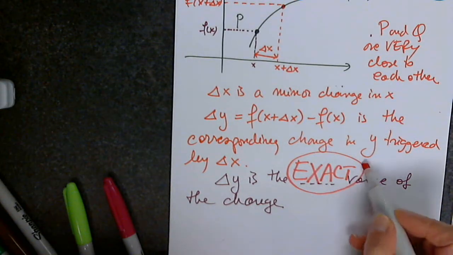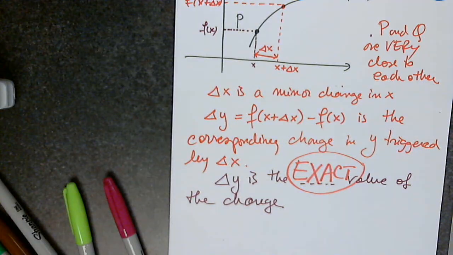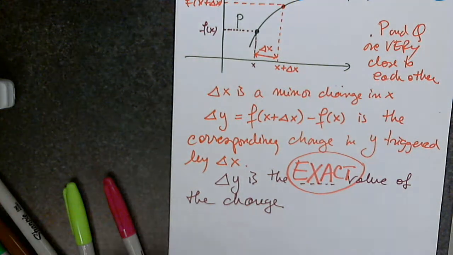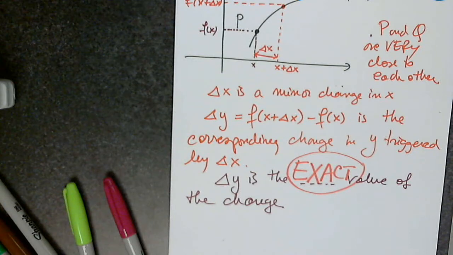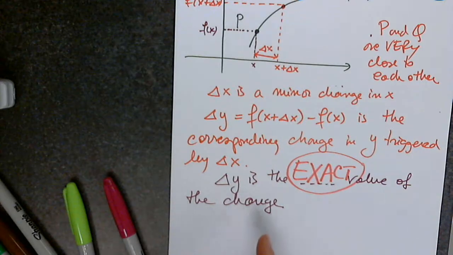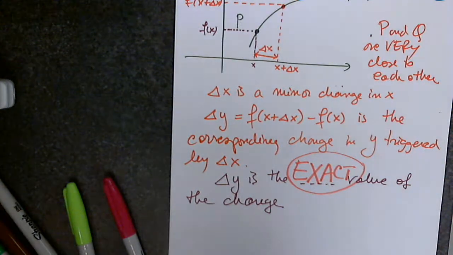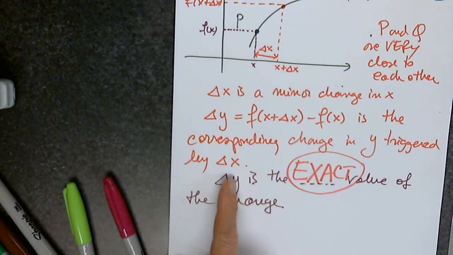Exact. No approximation whatsoever. Which of these two was no approximation whatsoever, Y1 or Y2? Y1, because I used the function to evaluate. Y2 is an approximation. It's a very good approximation near 0, but Y1 is the exact. Okay, perfect. So then delta y is the exact value of the change triggered by delta x.